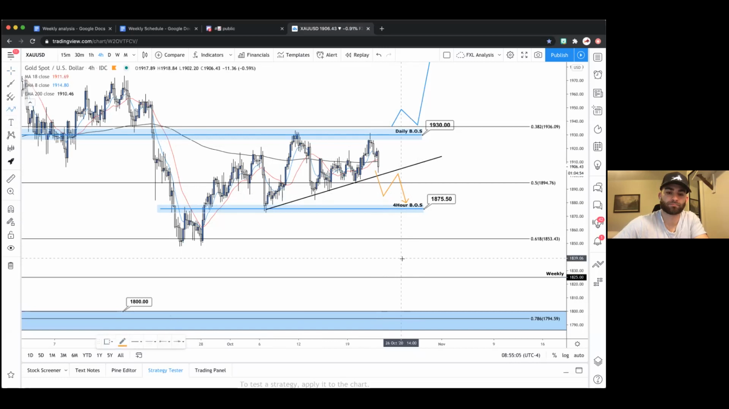But regardless, I'm still waiting for a break of the 4 hour. So I'd be looking for an entry on a lower high just below 1875. And then I'm looking to make a play into major support at our weekly. And then, of course, back down towards 1800, our key psychological level. All right, so quick.